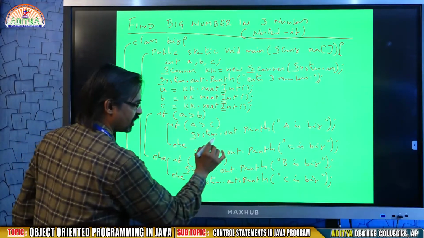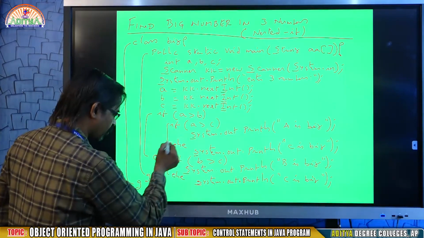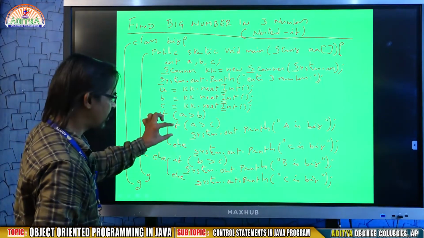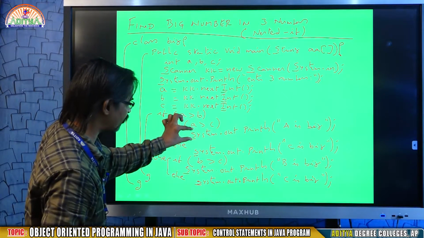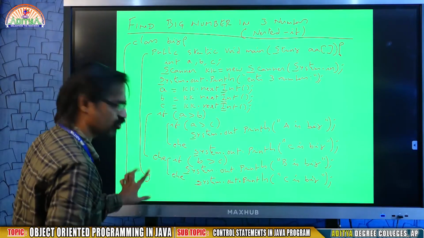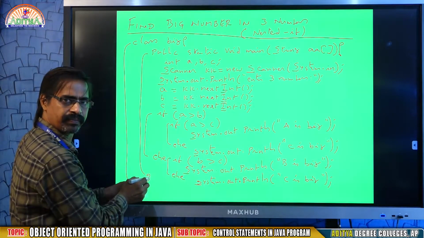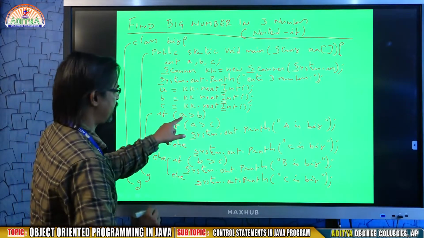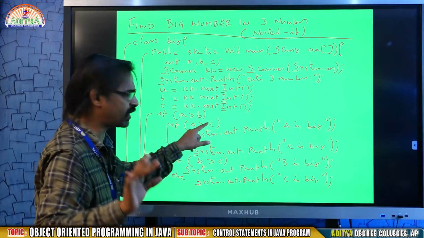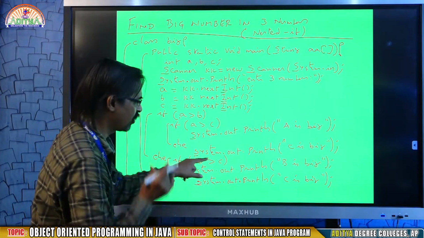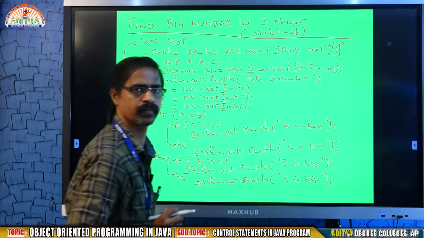When A is big, if it is greater than B and C, so if A greater than B, it will come to the next line. If A greater than C, it will print A is big. Then it will go out. From this place it will go out, because you have given a permission: if A greater than B and A greater than C, execute this line and then go out. It will come out to main, the end of the main. Okay, A greater than B, that is okay, A is big. Then it will come to the other if, A greater than C. If false, it will go to else, where it is going to print C is big.